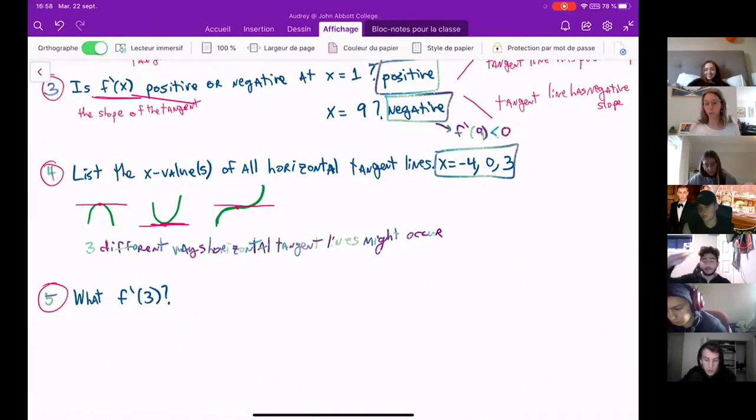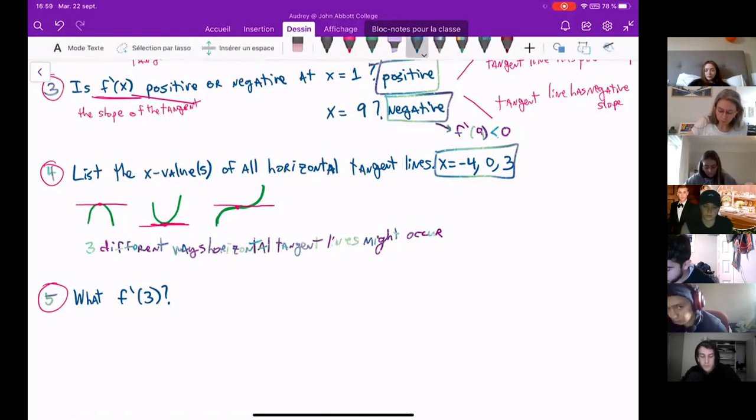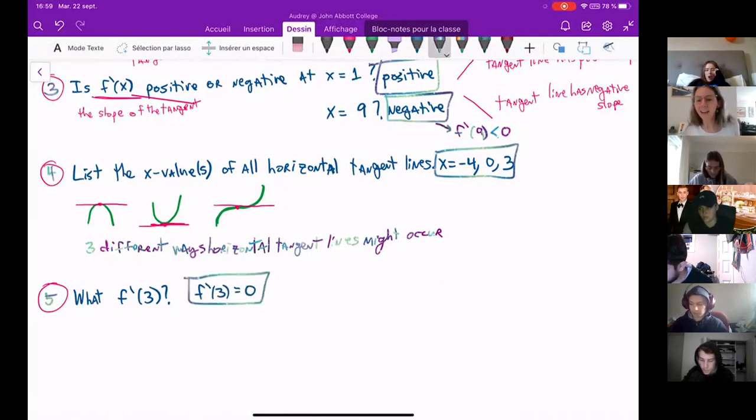Because of number 4. We said we have a horizontal tangent line at 3. And what's the slope of a horizontal line? We had our mini review a minute ago. 0. So f prime of 3 is equal to 0. And this is because the tangent line is horizontal and a horizontal line has slope 0.